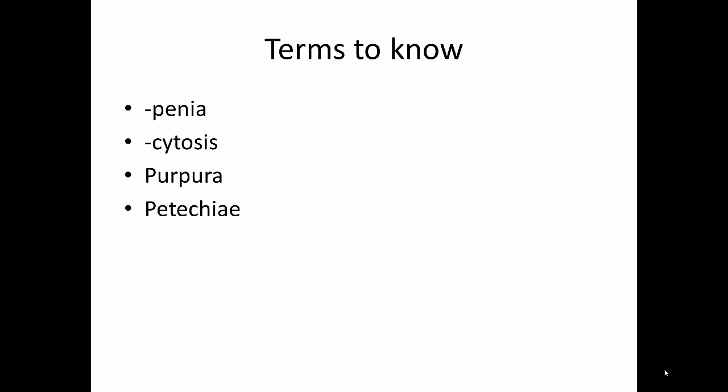Another term that goes along with red blood cells would be polycythemia. So poly meaning more or too many. Cythemia, cyth meaning cells, and emia meaning blood. So we've got too many cells in the blood. And here we're primarily talking about red blood cells.